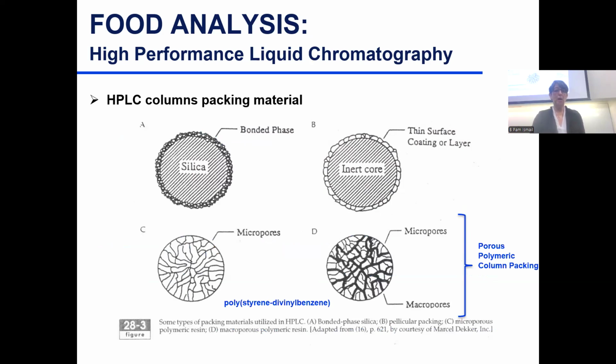And then two other types of stationary phase are polymers, either micropores or macropore and micropore. So either a polymer that is loosely linked for large molecules, or a polymer that is highly linked with small pores for small molecules. And this is common for size exclusion and anion exchange polymers.